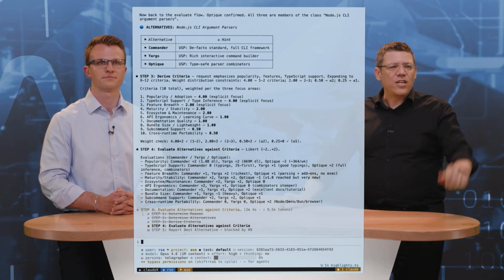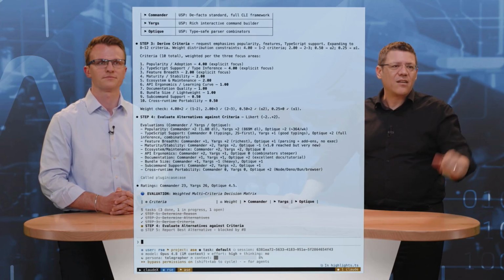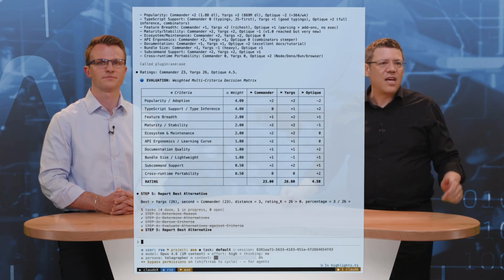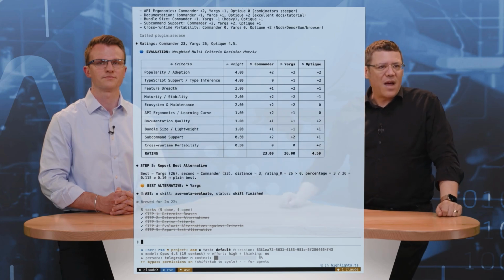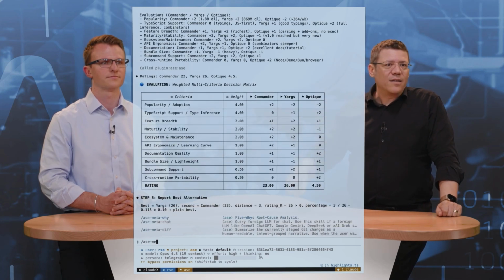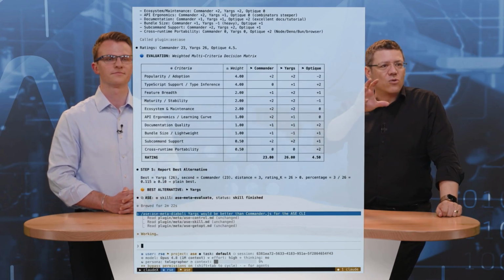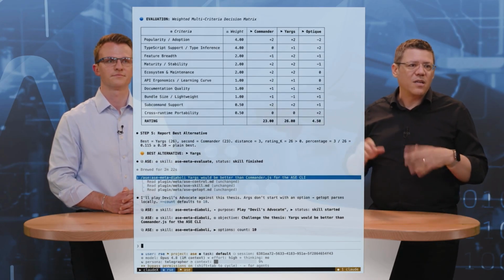Then all the calculations, which are usually done in Excel, here are done by the LLM. And finally, I get a so-called weighted multi-criteria decision matrix. And we see here, well, something like yargs wins because of this particular chosen popularity, TypeScript support, and other things.